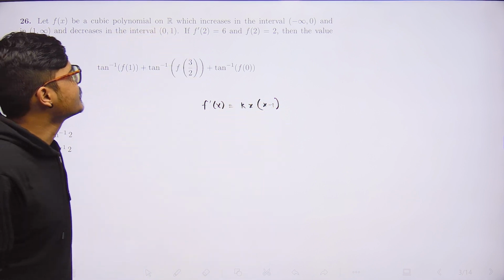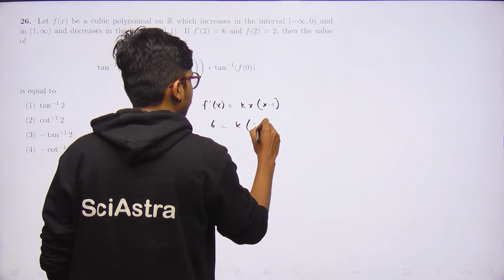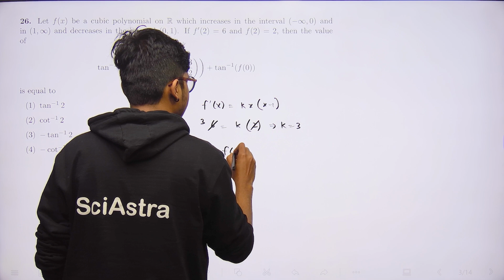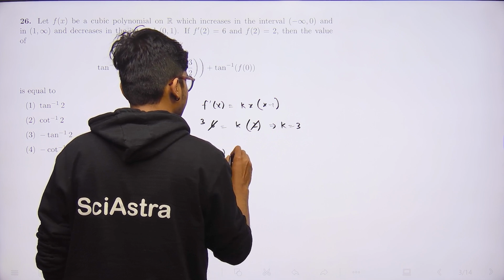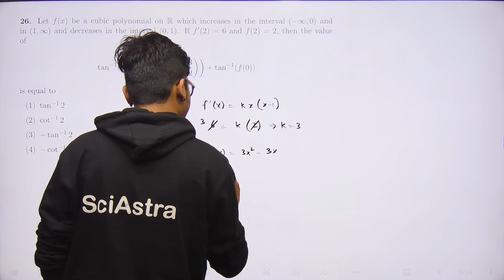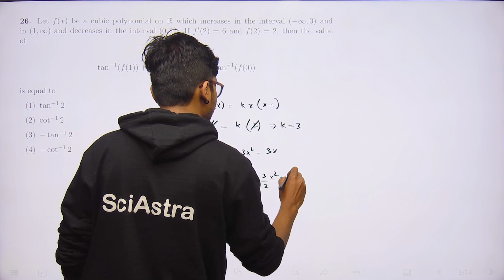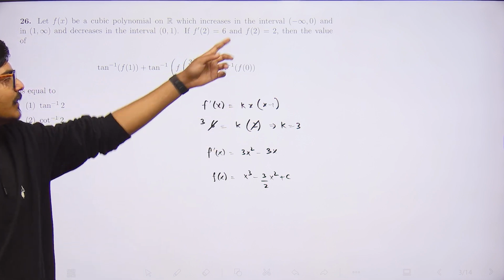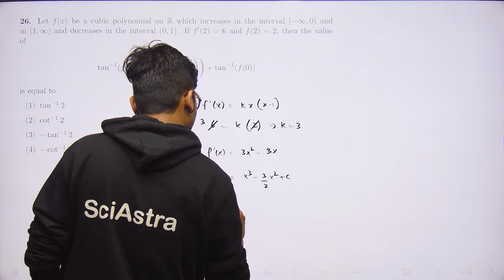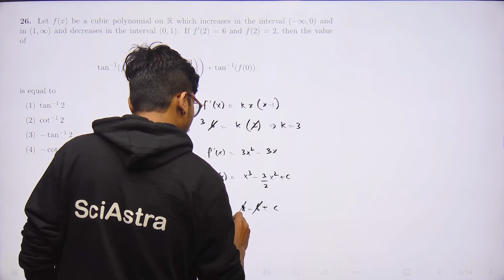Now based on the initial condition, if I put x equal to 2, I'll get 6 is equal to, sorry, k into 2 times 1. So the value of k comes out to be 3. Which means f prime(x) is going to be 3x square minus 3x. If I integrate this, I'll get f(x) is equal to x cube minus 3 by 2 x square plus some constant c. Now we have the value of f of 2 given. So using that, I can find this constant c. So f of 2 is 2, which should be equal to 8 minus 3 by 2 times 4, so that's 6 plus c. This cancels out, so c is equal to 0.